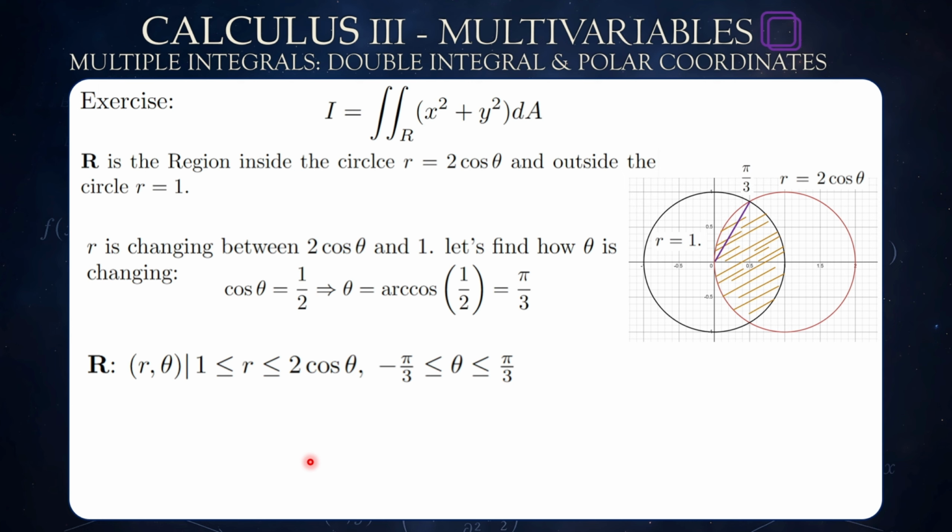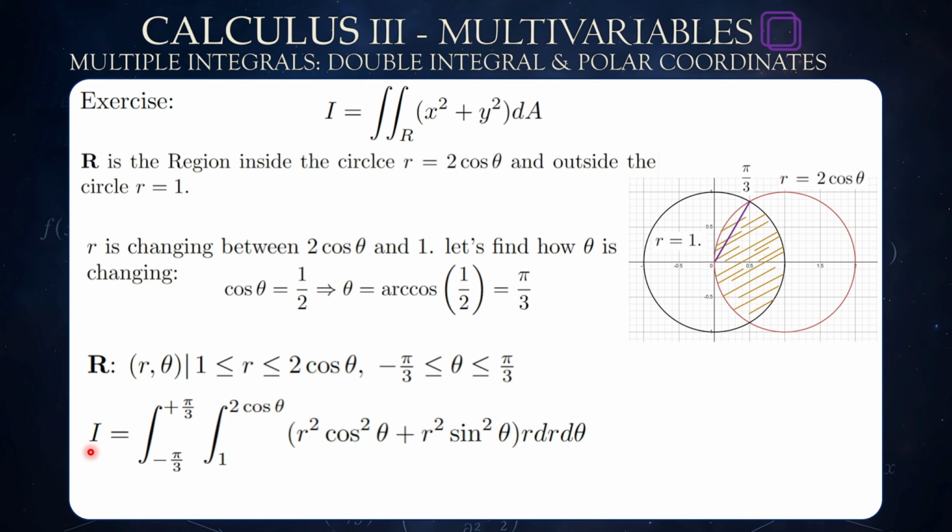So the region R is given by r changing from 1 to 2 cosine theta and theta changing from minus pi over 3 to plus pi over 3. Then I equals the integral from minus pi over 3 to plus pi over 3, integral from 1 to 2 cosine theta of x squared plus y squared. Moving into polar coordinates, x equals r cosine theta, so x squared is r squared cosine squared theta, plus y equals r sine theta, so y squared is r squared sine squared theta, times dA, which is r dr d theta, using the Jacobian, which is r.